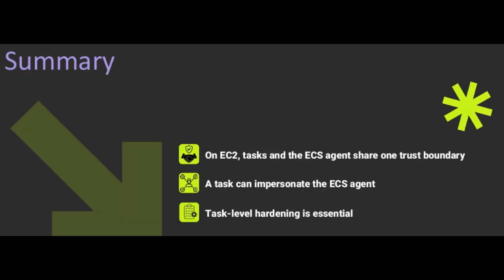1. On EC2, tasks and the ECS agent share one trust boundary, the instance itself. 2. Attackers can impersonate the ECS agent by exploiting default features. 3. Because of this, task level hardening is not optional, it's essential.